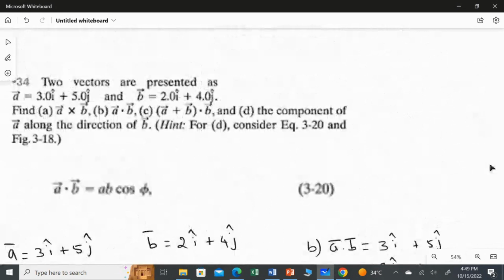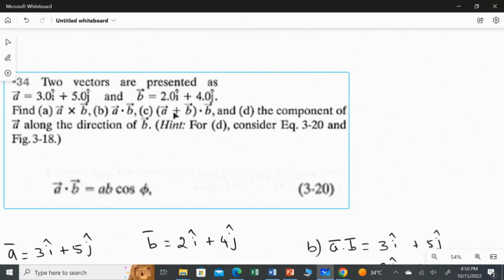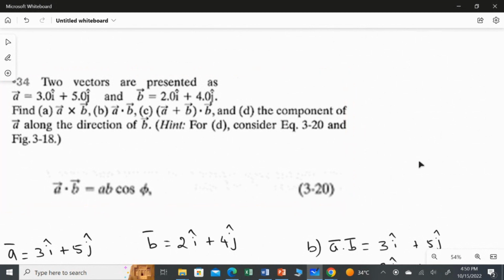And then our fourth part question, third part, A vector plus B vector dot B vector.